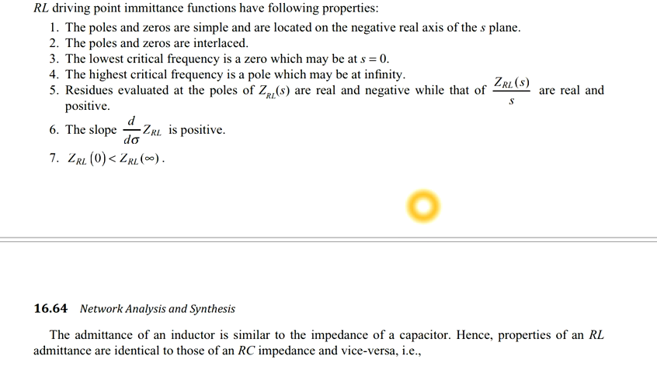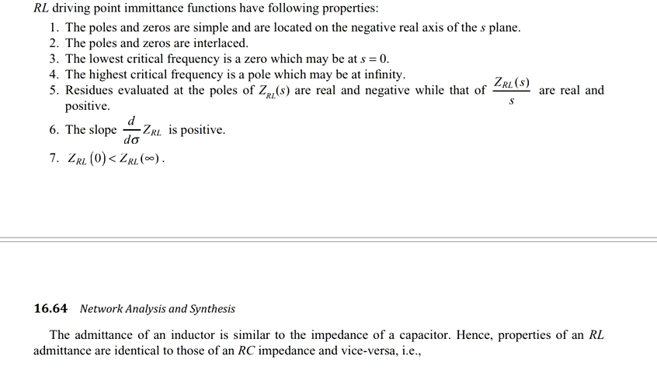We have already seen the RC as well as LC emittance functions properties, and there are several number of properties. Now we will see the RL driving point emittance functions properties. That means how to determine whether a given function is RL function or not. So this is also having 7 properties.